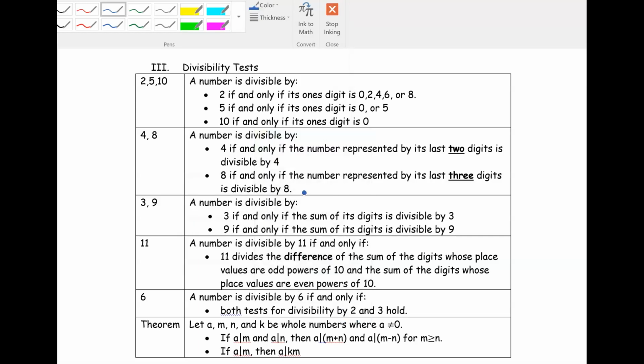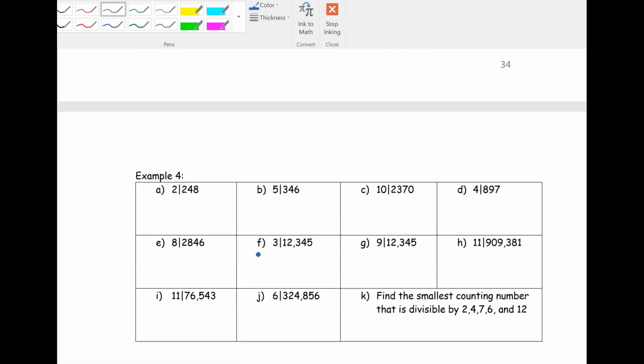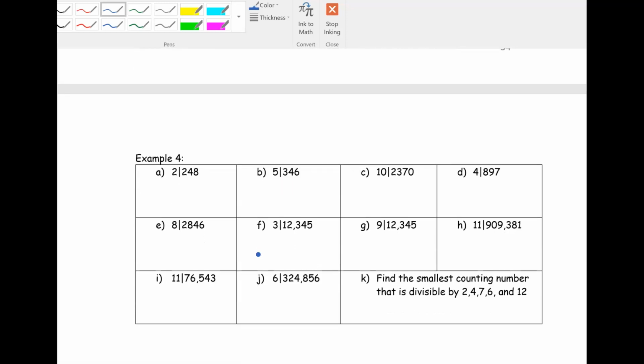If you don't have a calculator, there are some of these divisibility tests, we call them. They're basically like shortcuts that allow us to more quickly tell if a number is a factor or not. I'm not going to read these all because you've got them in your notes, but I'm going to go through the examples on the next page, and then we're going to revisit these rules as we need them. So example 4, these are all true false. We're trying to see if these numbers are factors or not.